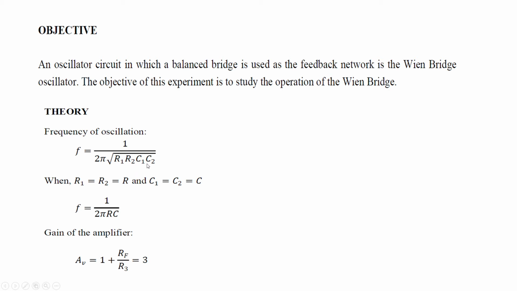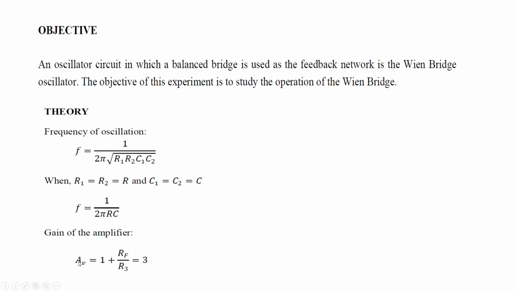If we are using the same R1 and R2, we'll just name it R, and C1 and C2 are the same, so we'll just name it C. So we'll remove the square root, and it becomes 1 over 2 pi RC as the frequency. So we can know what is the frequency of the oscillator.